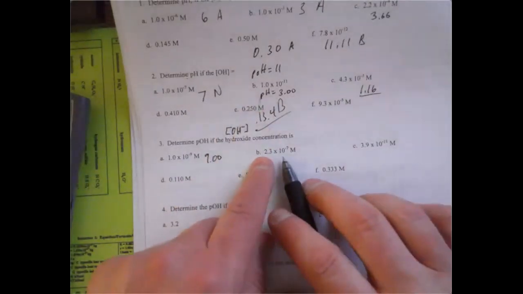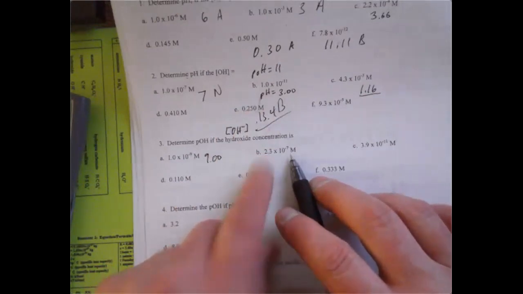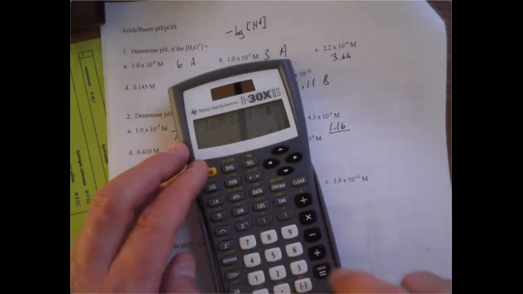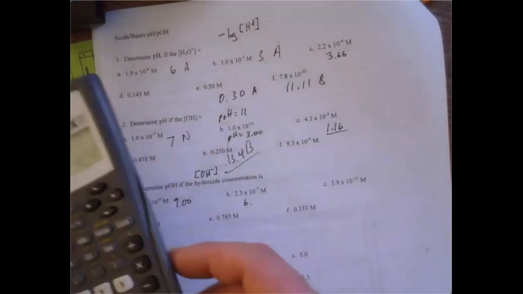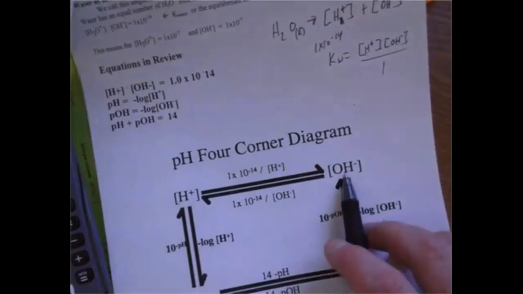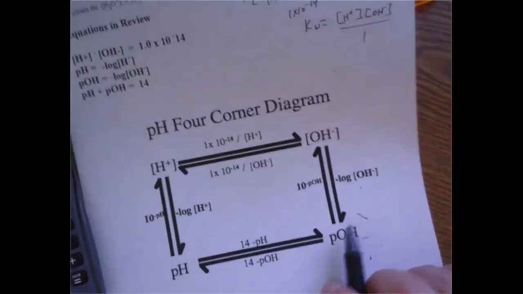What is the negative log of 2.3 times 10 to the negative 7? It's going to be something point, like what point? It's going to be 6 point something, right? So we actually need to write that in, negative log 2.3 times 10 to the negative 7. So we get 6.64. So the key here is knowing where you're at, starting out on this four-corner, and knowing where you're stopping. The last problem, we were stopping here. This problem, we're stopping short here.